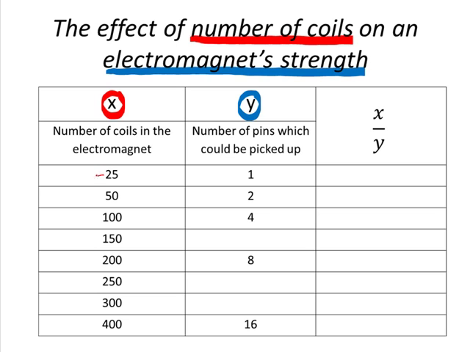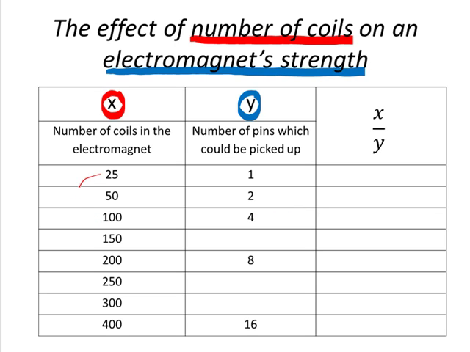Notice that between this electromagnet and that one, we have double the number of coils. 25 times 2 equals 50. And because of that, the second electromagnet can pick up double as many pins as the first. 1 times 2 equals 2. Let's compare the second and third electromagnets. Similar situation, 50 times 2 equals 100, 2 times 2 equals 4. So the third electromagnet has double as many coils as the second, and so picks up double as many pins.